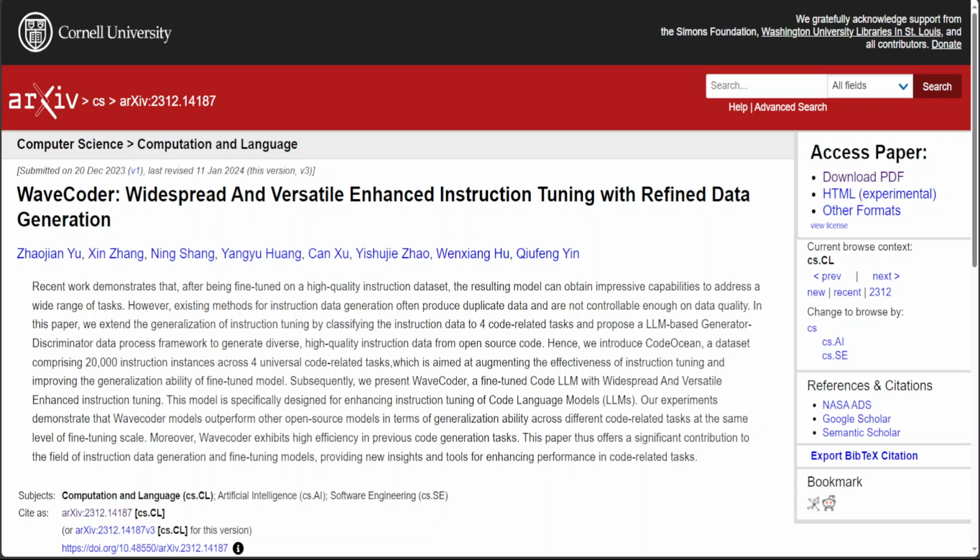I just stumbled upon this research paper and it looks interesting. WaveCoder tries to solve something very interesting. Coding models usually have an issue with the data sets. The reason why there is an issue is because there is a lot of low quality data out there.